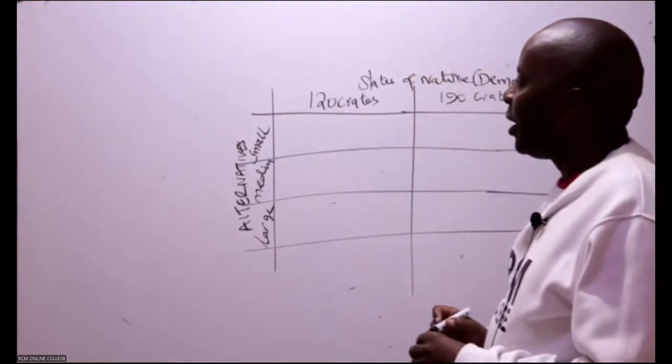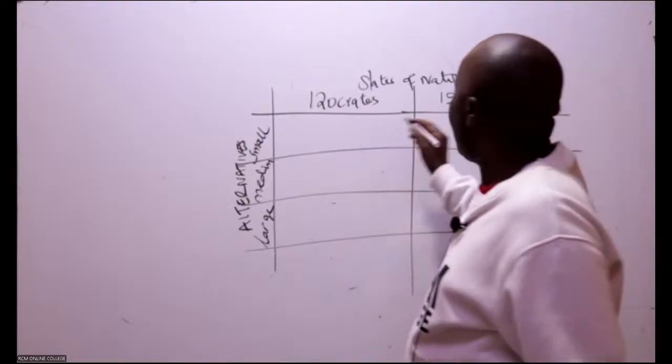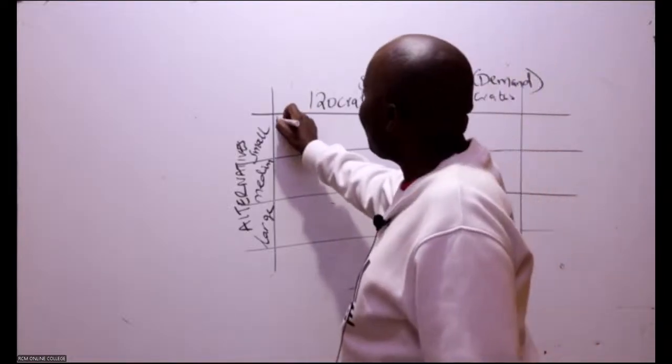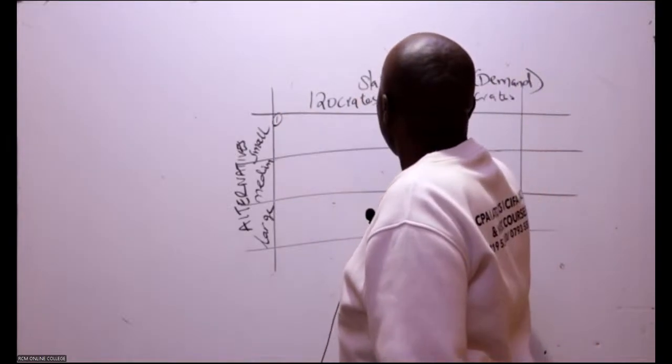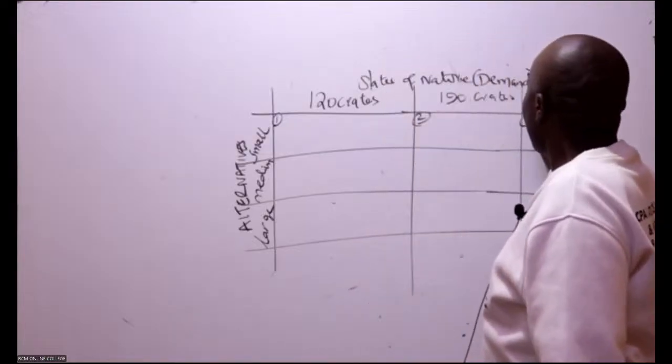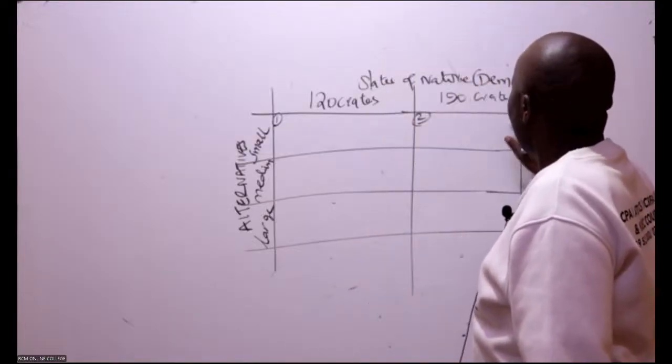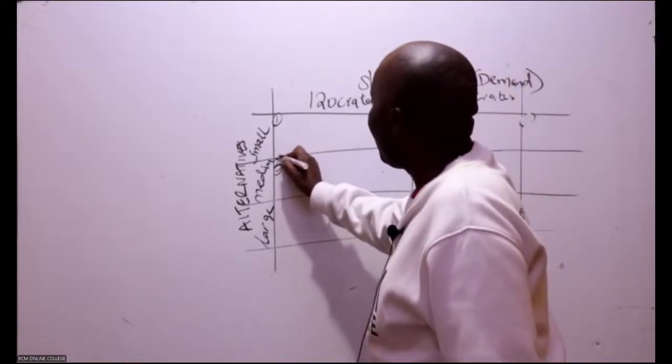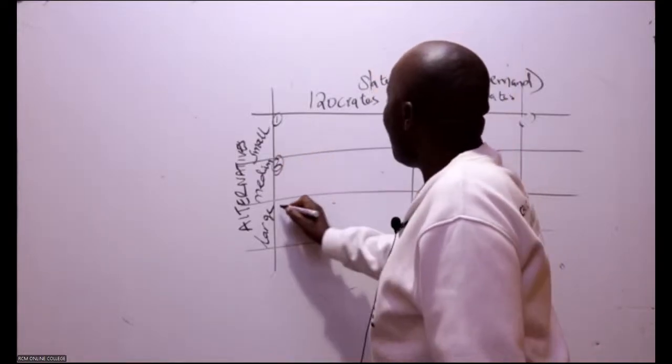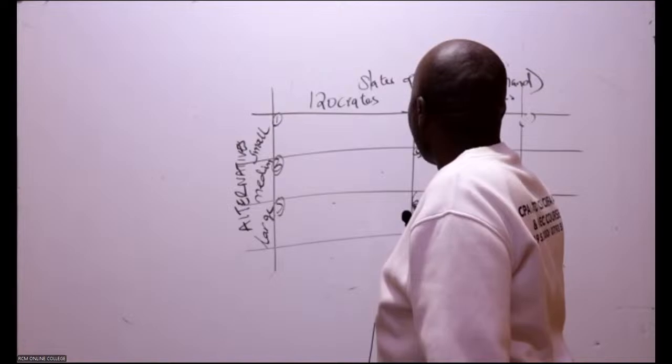So, ladies and gentlemen, we have 6 cells here. We have cell number 1, cell number 2, cell number 3, cell number 4, cell number 5, cell number 6.